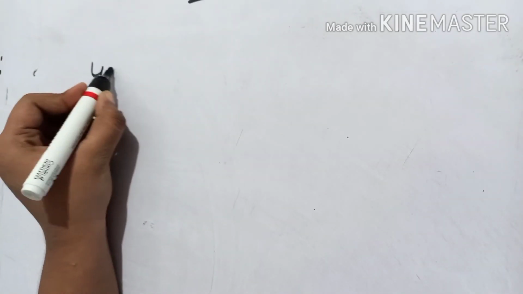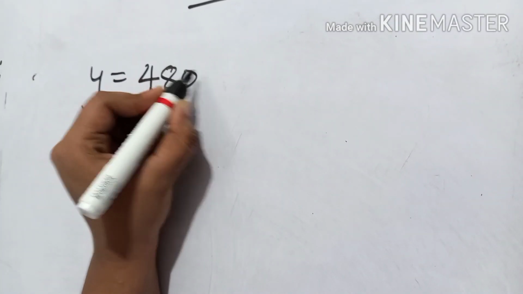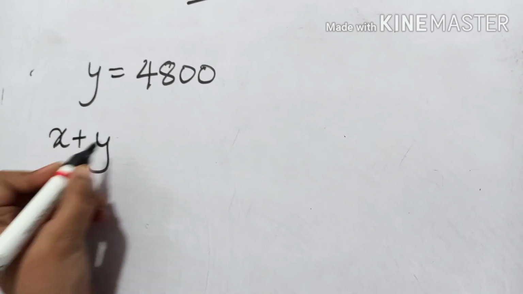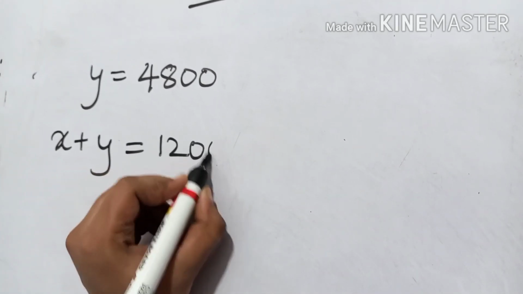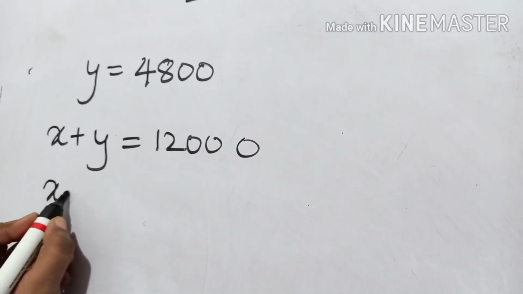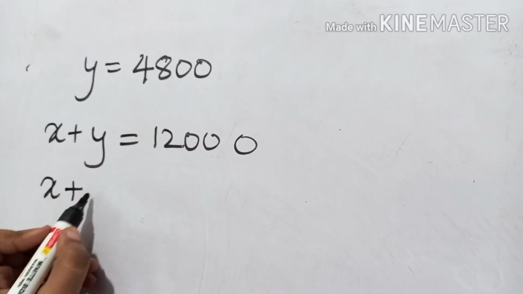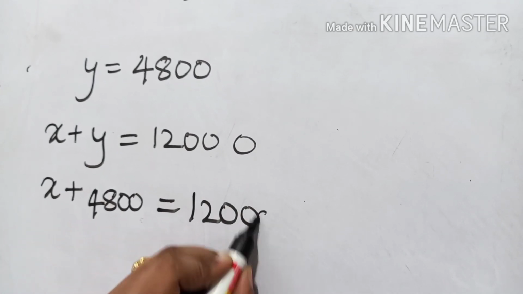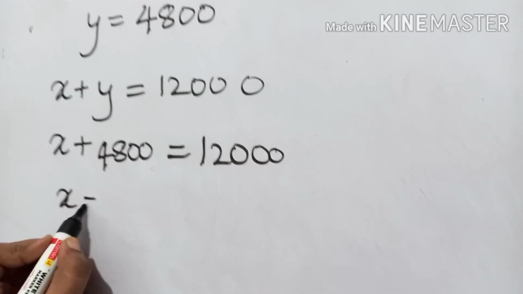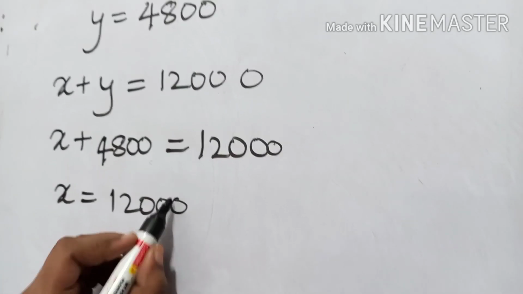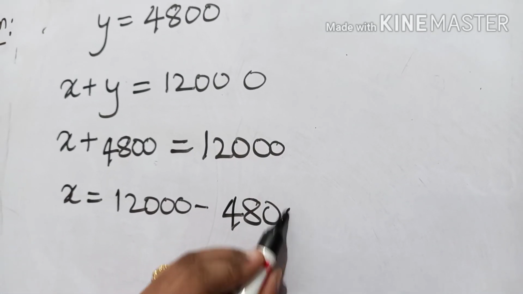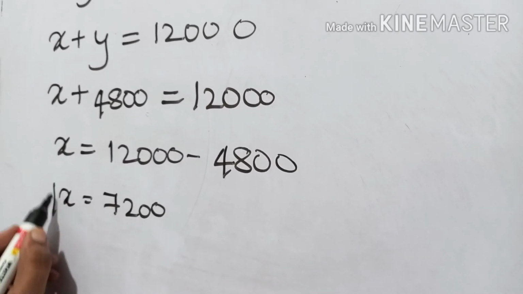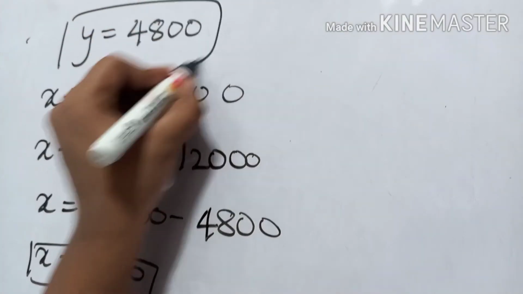Now we have y is equal to 4,800. Now we have to find x from equation 1. X plus y is equal to 12,000. X plus 4,800 is equal to 12,000. Now x is equal to 12,000 minus 4,800, which gives us 7,200. We have got the values of x and y.